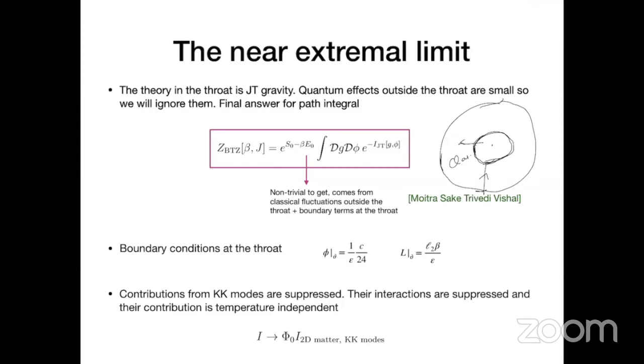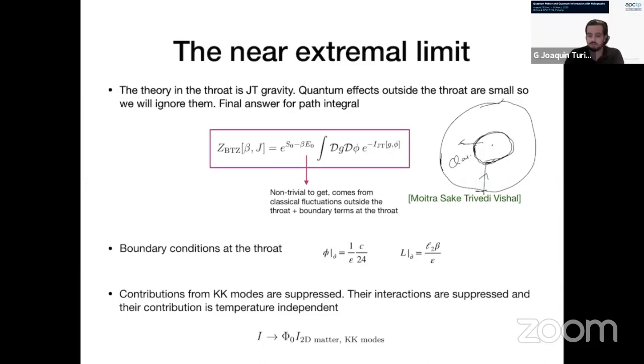Go ahead. Okay. Yeah. So sorry, Joaquin. Sorry, I also have a question. So this classical term that you put in front of the path integral, isn't it like the classical action, right? I mean, in that region, in the asymptotic region? Not quite, because you have the Gibbons-Hawking term in the box.